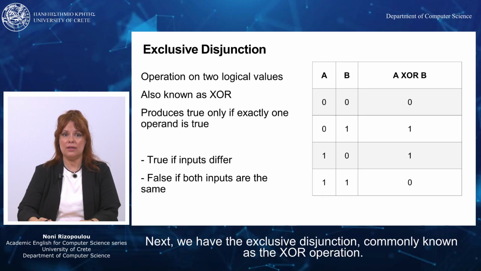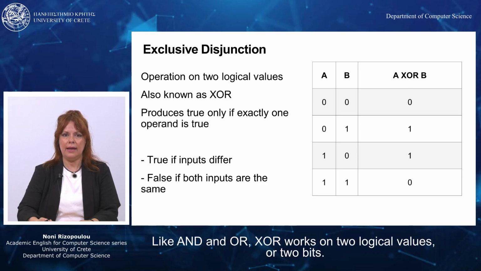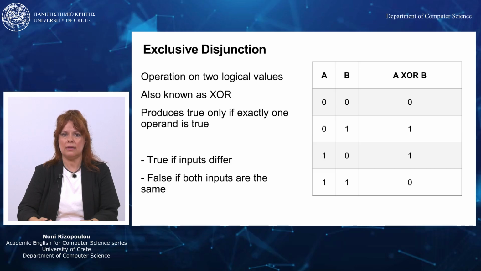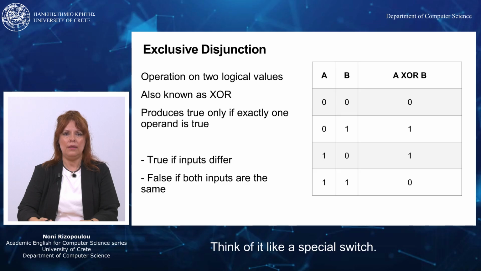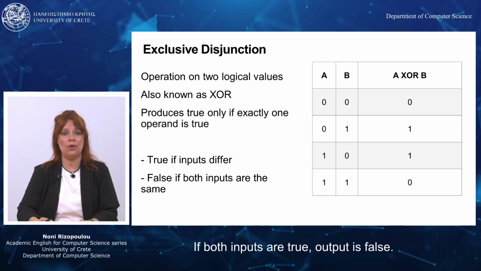Next, we have the exclusive disjunction, commonly known as the XOR operation. Like AND and OR, XOR works on two logical values or 2 bits. But here's the key difference. XOR produces true only if exactly one of the inputs is true, not both. Think of it like a special switch. If only one input is true, output is true. If both inputs are true, output is false. If neither input is true, output is false.